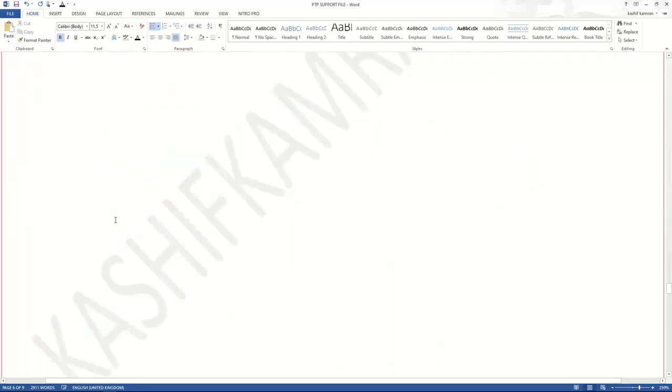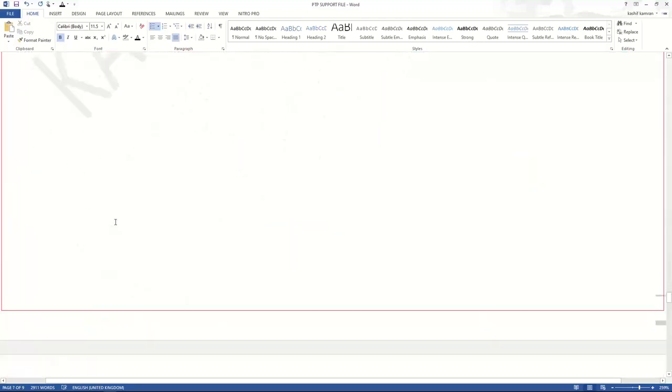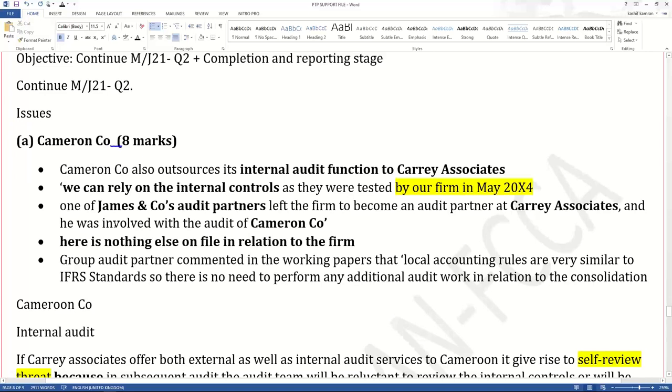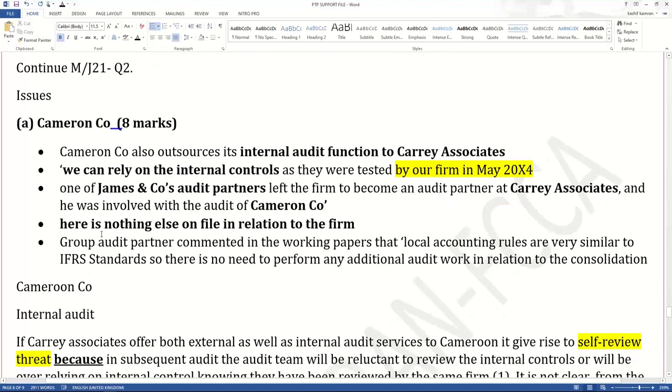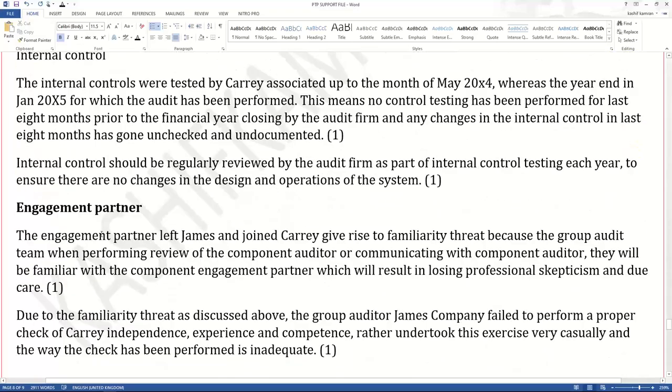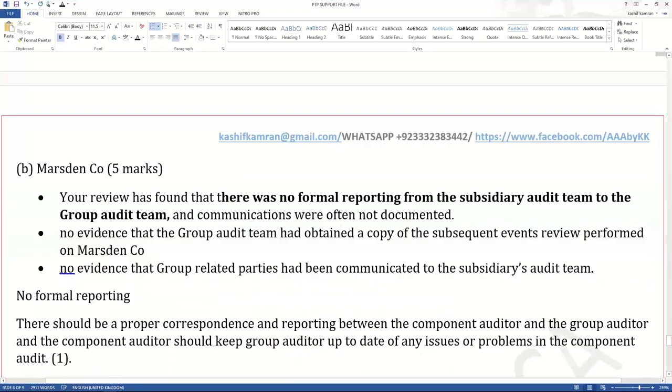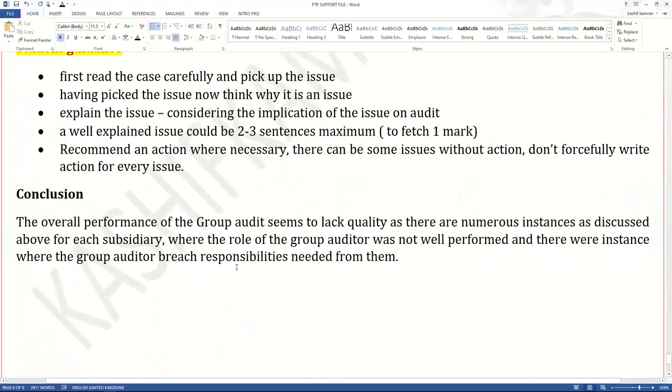So the role of the group auditor was questionable in the whole audit, right? There were lots of instances where the group auditor has not played the role, whether there was no documentation, whether there was no proper communication, whether they have not tested the subsidiary's independence, competence, and experience. So when you write the full answer, at the end of the answer, give a conclusion. And the conclusion should not be more than one sentence long, because a conclusion is the summary.